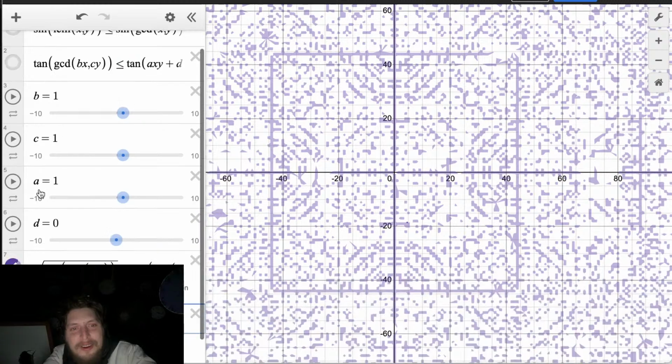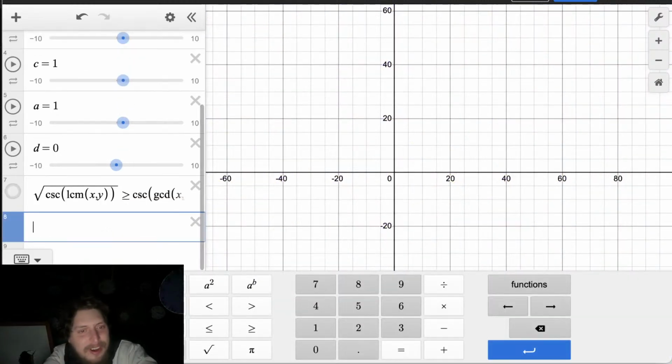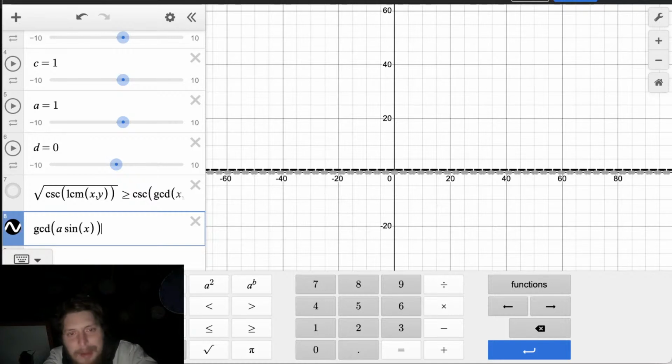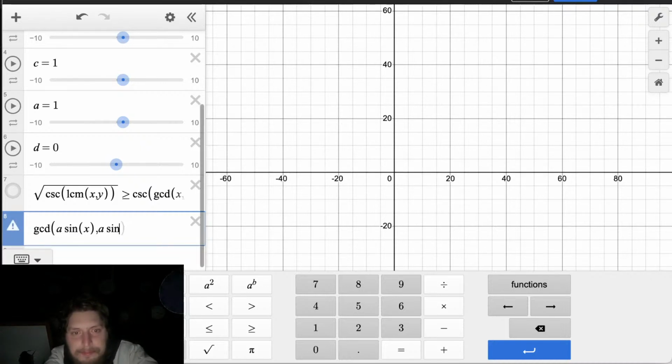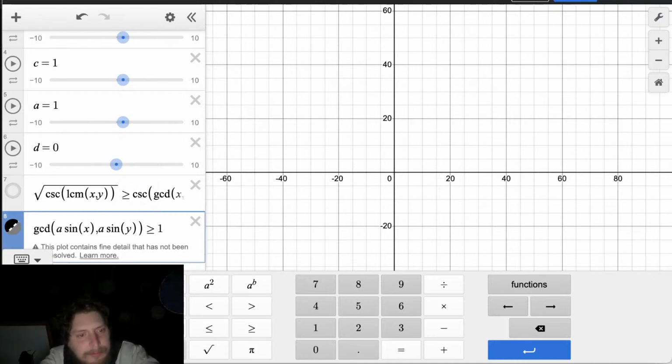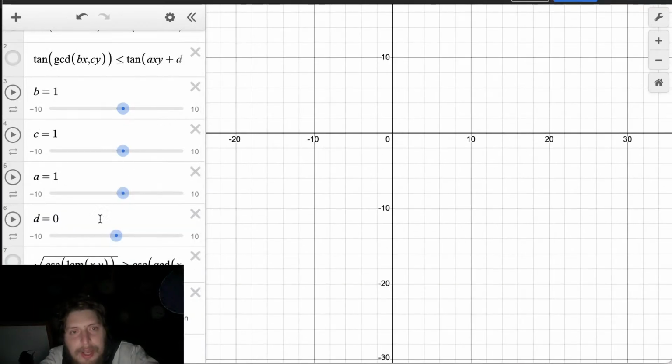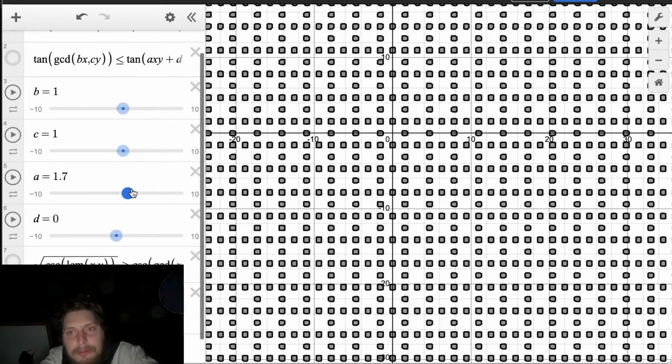We do have another suggestion in the comments, so let's try the suggestion. Greatest common denominator of a times sine x and a times sine y being greater than or equal to, I'm assuming greater or equal works, 1. And vary a with a slider. Okay, so a is at 1 right now.